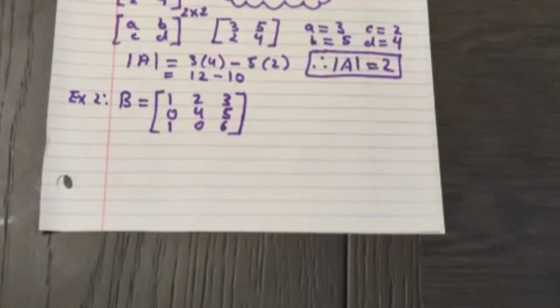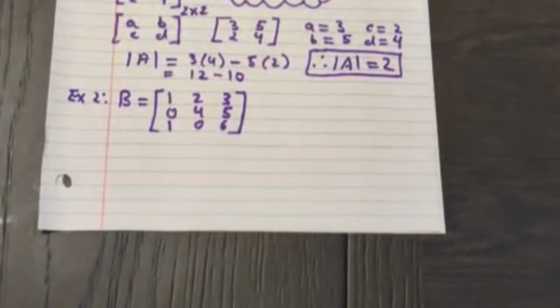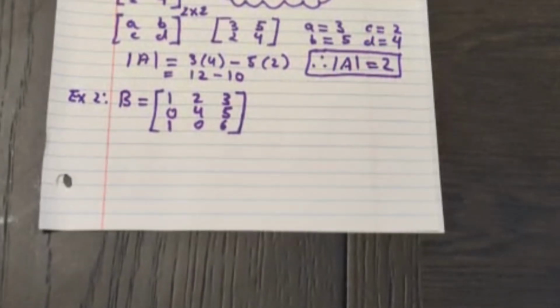So our next example is that of a 3x3 matrix. As you can see here in this example, we're given matrix B, which is 3x3, because we can see that we have 3 rows and 3 columns. So the way that we're going to find the determinant of this is called the graphical method.